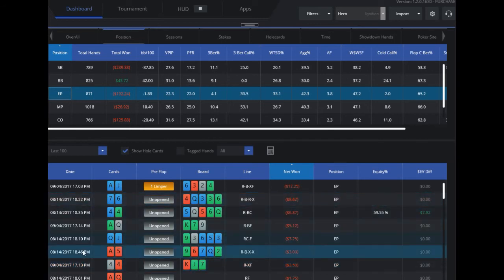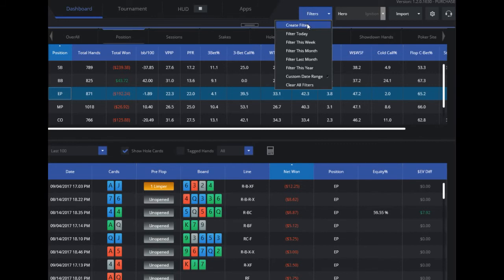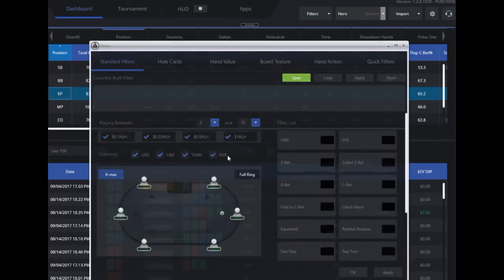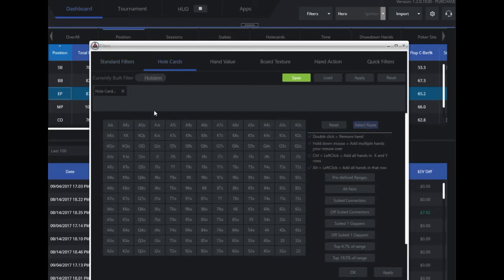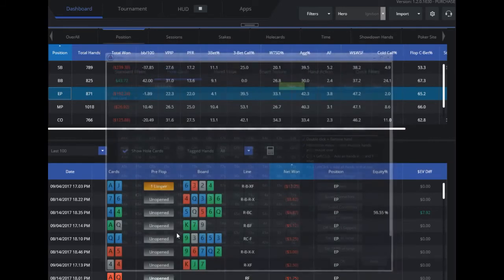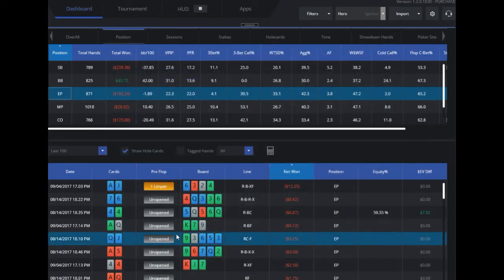Like suited connectors and things, and then you can run an additional filter. I'm not going to do that right now, but you can just click create filter, and if there are specific hands that you want to look at, you could go in the hole card section, make sure you remove everything so that it's showing no hands, and then select the hands that you want, and then apply that filter, and that way you could dig even deeper. We're not going to do that on this sample, but I just want to give you an idea of what you want to do.